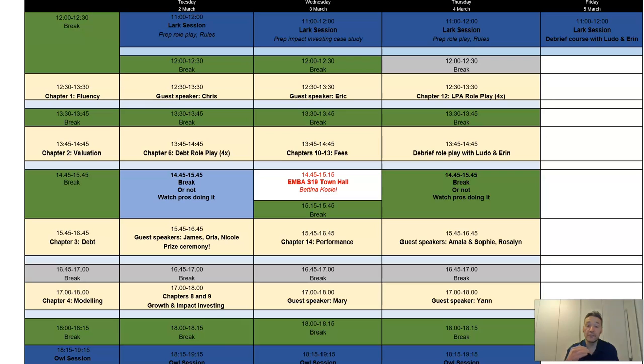Short break, and then we go back to the book, chapters 8 and 9, talking about growth investing, which is basically private equity in most of the developing world, and impact investing. And then again, short break in the owl session, or for other people the lark session. What we're going to do there is prepare a case study on impact investing.